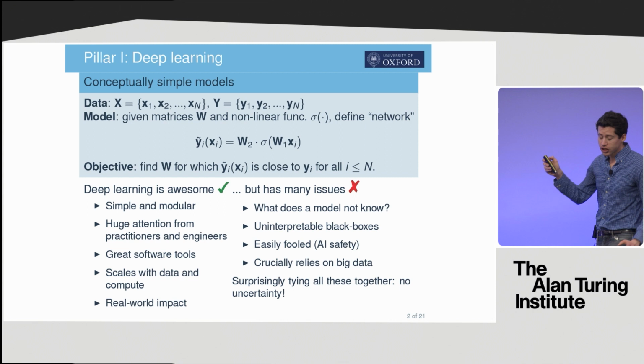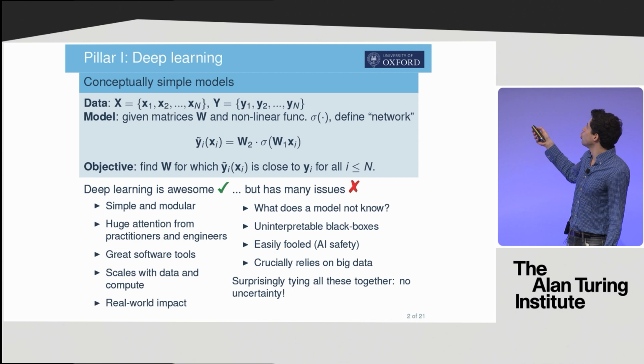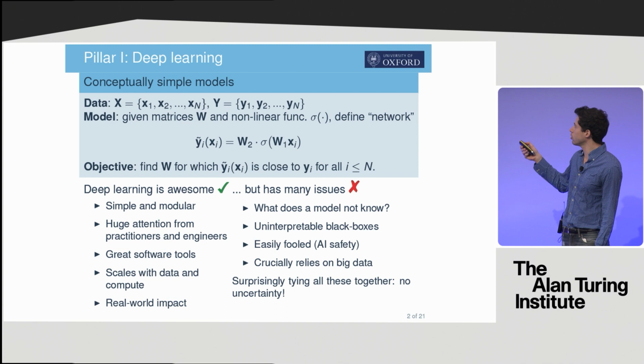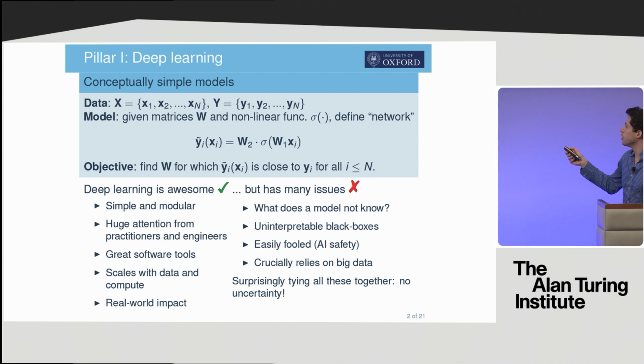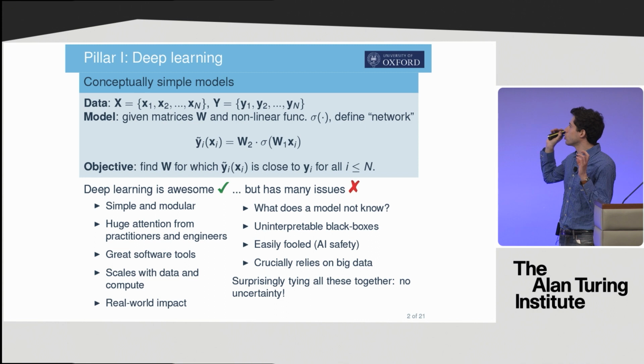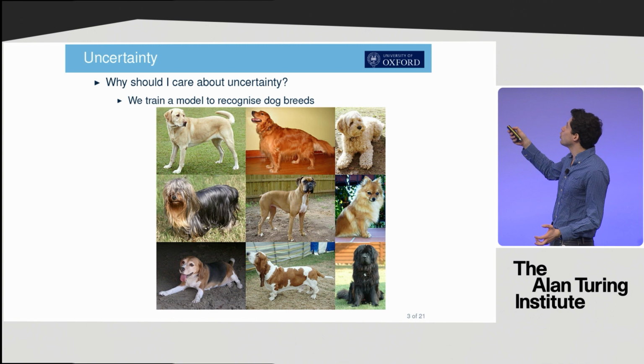At the same time, deep learning also has lots of limitations. We can't really tell what our models know and what they don't know. They're often perceived as uninterpretable black boxes, which are easily fooled, causing concerns in AI safety, and crucially rely on big data. Surprisingly, tying all of these issues together is that these models don't have a notion of uncertainty. Let me try to convince you why you should care about uncertainty.